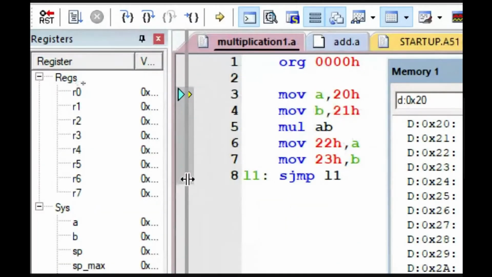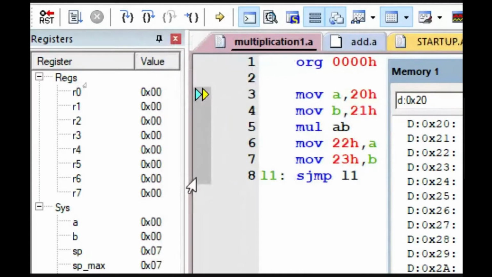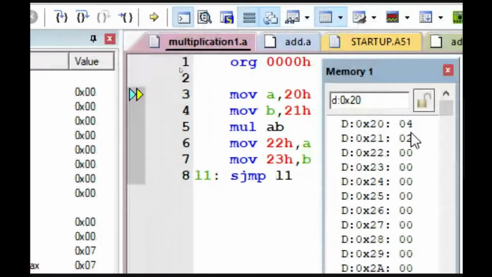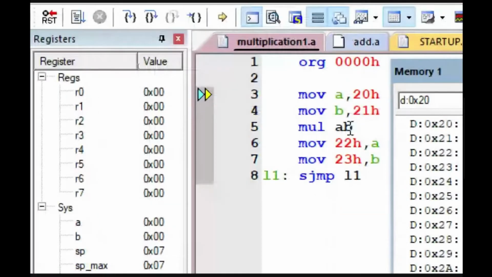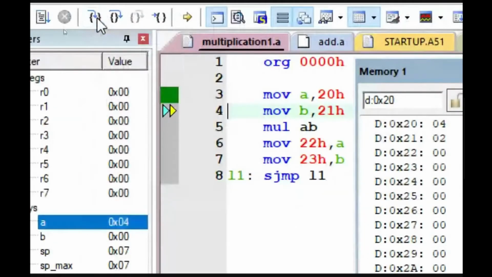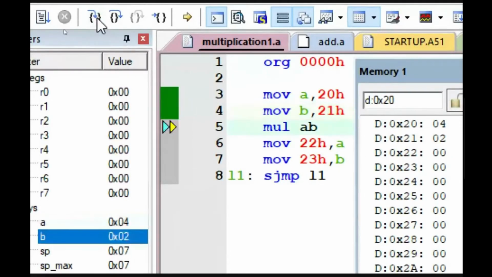Executing MOV A, 20H. The content of the data memory location 20 will move to the accumulator. The content of the data memory location 20 is 4. That will move to the accumulator by doing the single step execution. So the accumulator has 4, and moving the content of the 21st memory location to the B register, which is 2. So the B register will have 2. Now you are looking at the B register. Another 8-bit data to be multiplied is available in the B register. And we are multiplying the content of A with B through the MUL AB instruction.